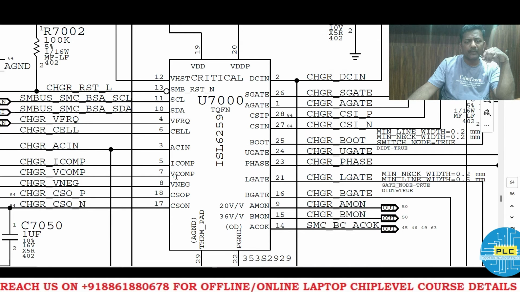I comp, V comp, AM on, BM on, means adapter monitor, battery monitor. See, the adapter monitor is fixed for 20 volts and the battery for 36 volts. Internally how it will generate, that I don't know, but the output will be this much. You can check in this particular pin. Once ACOK is good, this output will generate. It will monitor the adapter things.